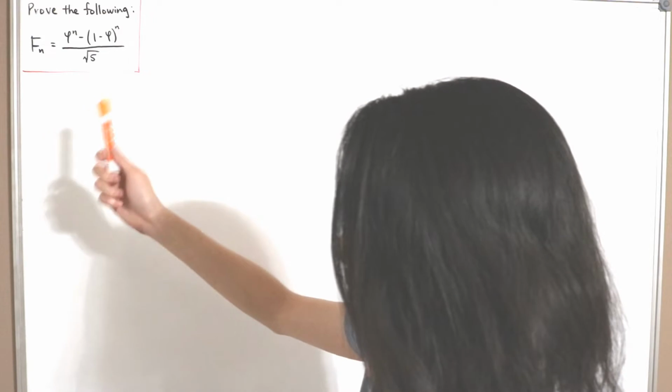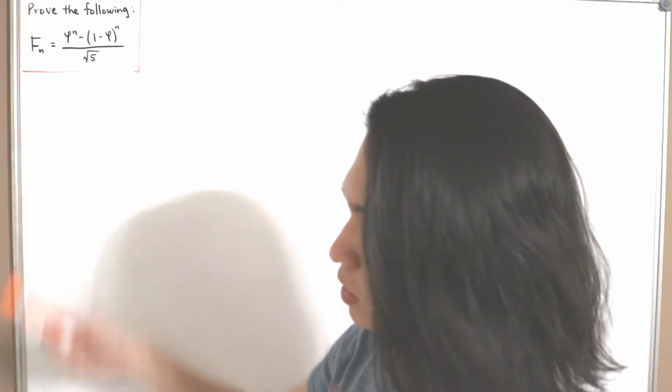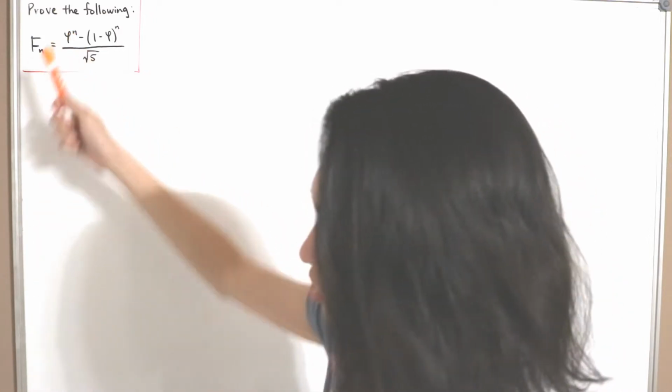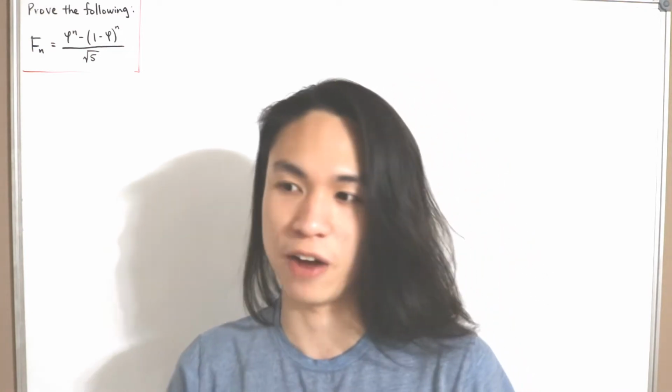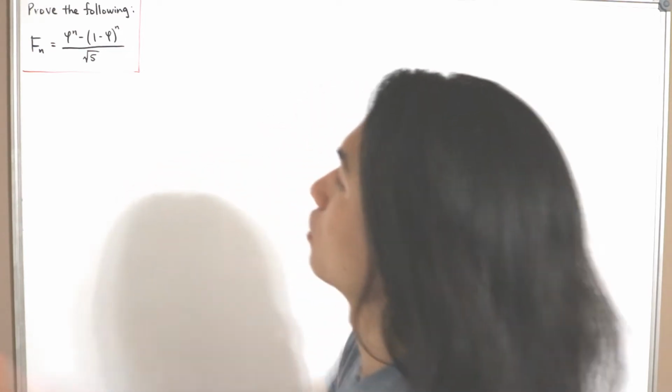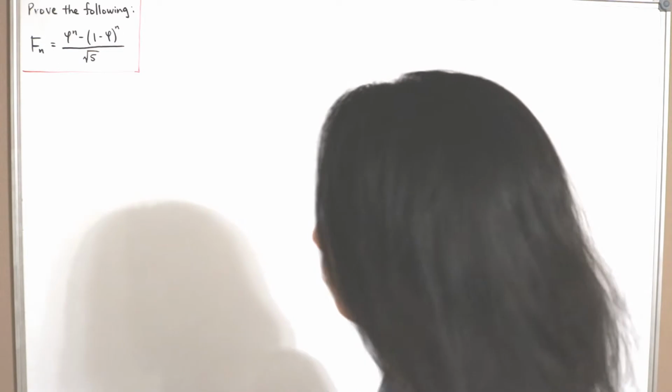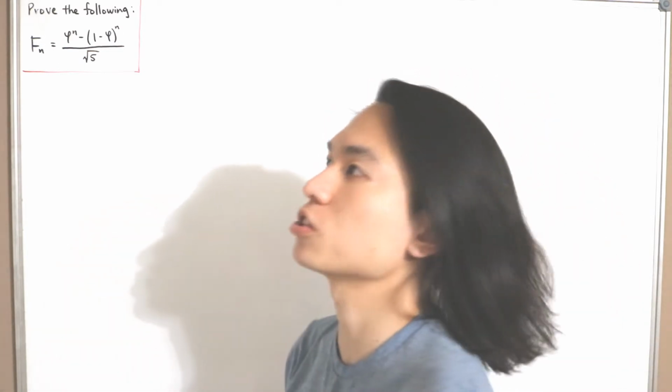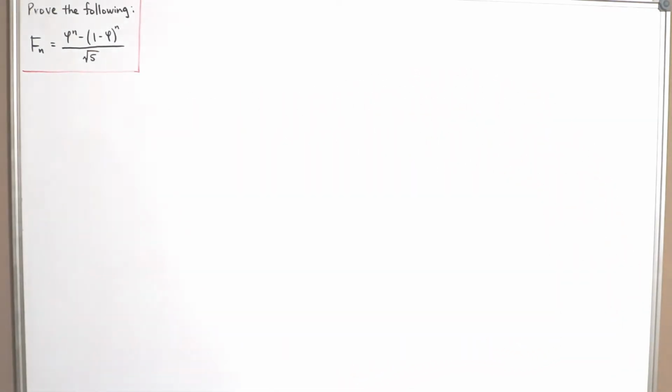This whole thing actually has a name. Just keep in mind that phi is the golden ratio number, (1 plus the square root of 5) divided by 2. Anyway, this formula is known as Binet's formula for Fibonacci numbers. It's an explicit formula that is used to find the nth term of the Fibonacci sequence.